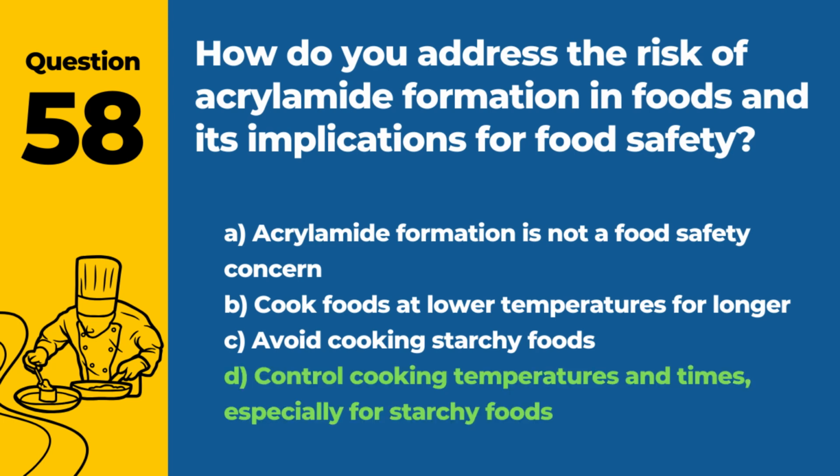Answer D. Control cooking temperatures and times, especially for starchy foods. Addressing the risk of acrylamide formation, a potential carcinogen, involves controlling cooking temperatures and times, particularly for starchy foods like potatoes and bread, to prevent excessive acrylamide formation.